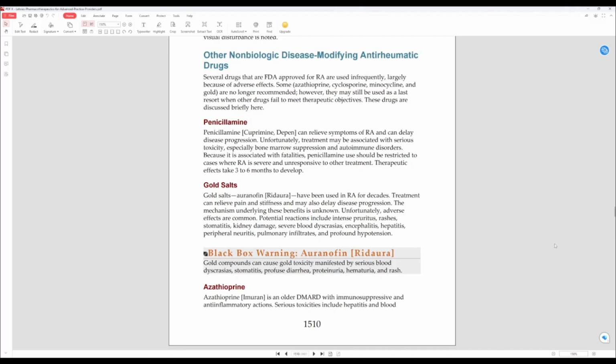Potential reactions include intense pruritus, rashes, stomatitis, kidney damage, severe blood dyscrasias, encephalitis, hepatitis, peripheral neuritis, pulmonary infiltrates, and profound hypotension. So, there is a black box warning on auranofin, or Ridaura. Gold compounds can cause gold toxicity, manifested by serious blood dyscrasias, stomatitis, profuse diarrhea, proteinuria, hematuria, and rash.